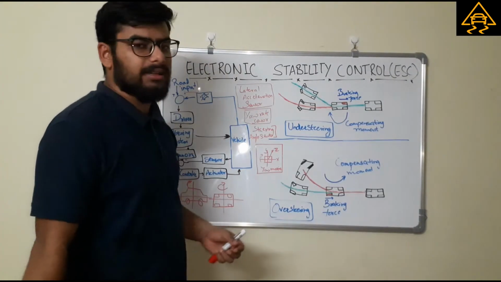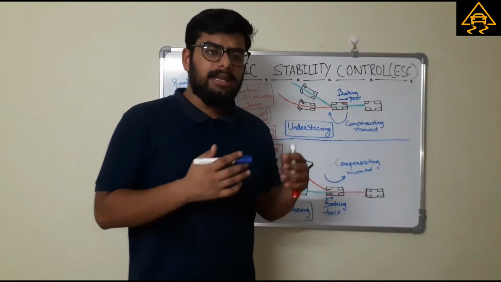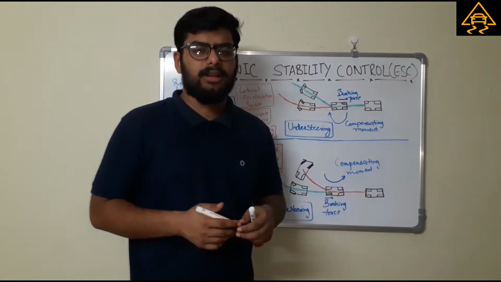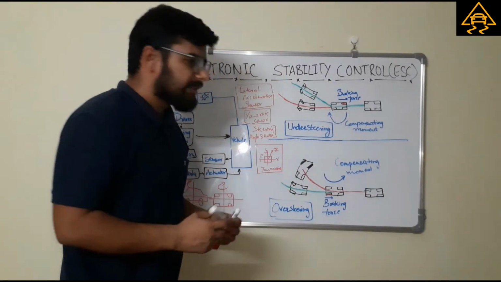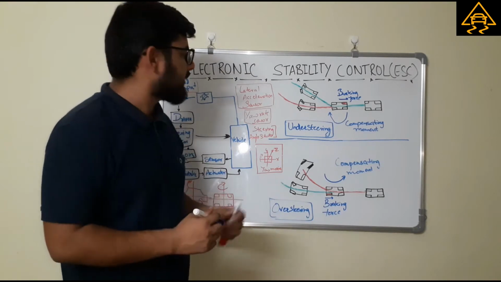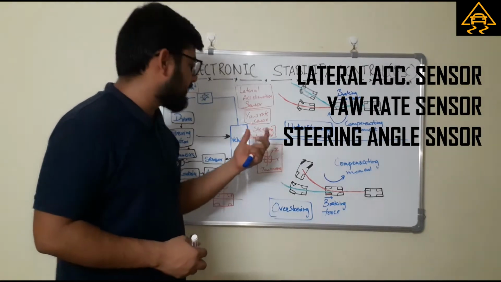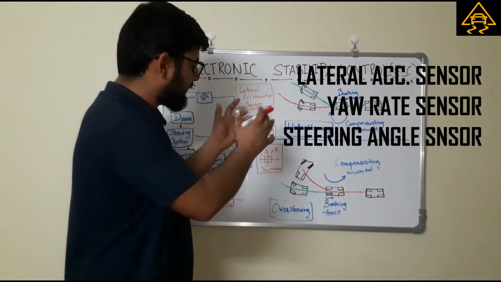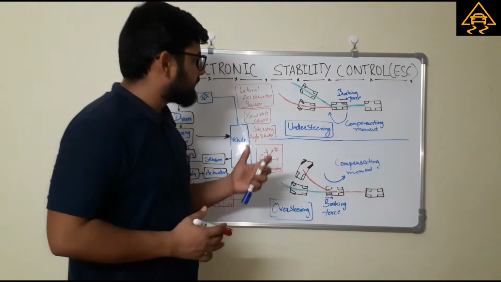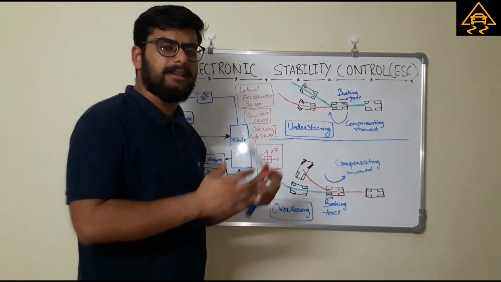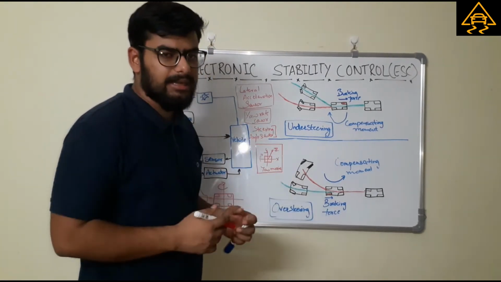So the electronic stability control system is known by many other names like electronic stability program, vehicle stability control system, vehicle stability program, dynamic stability control, and some more. Starting with the sensors used in the electronic stability control system, we have the lateral acceleration sensor, the yaw rate sensor, and the steering angle sensor. These three sensors work in tandem with other sensors like the wheel speed sensor and other sensors incorporated in systems like electronic brake distribution and ABS.